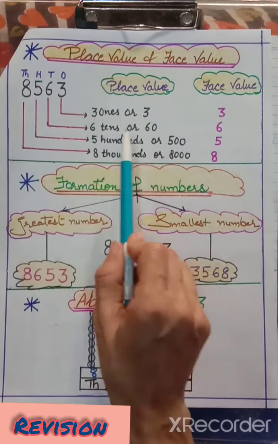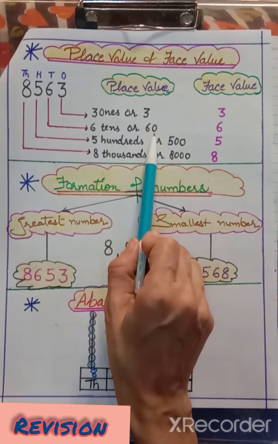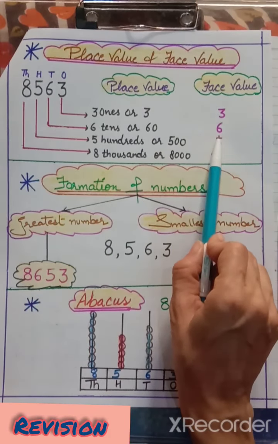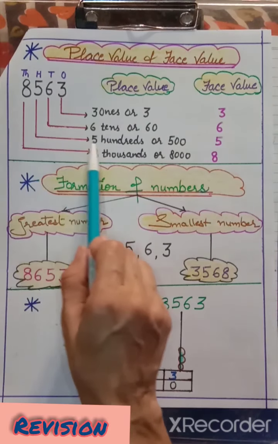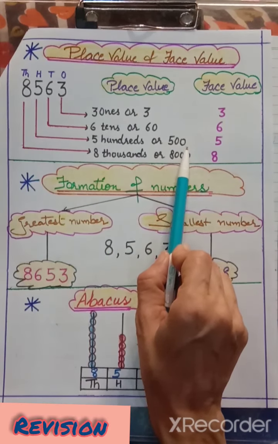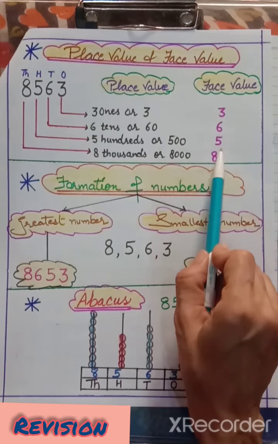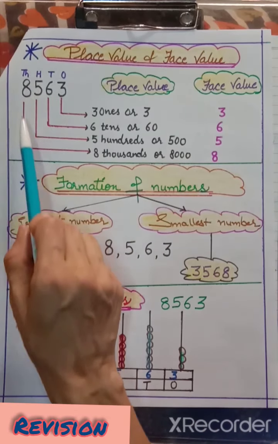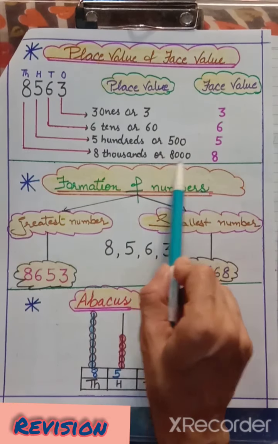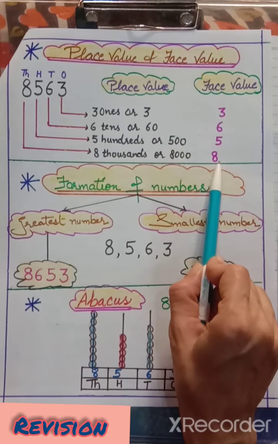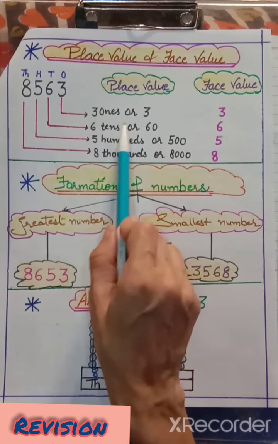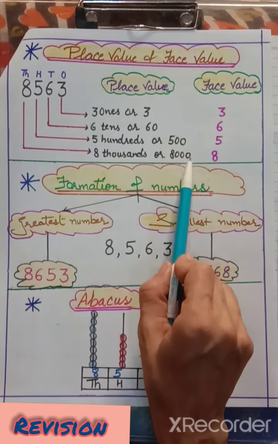6 is at tens place. So the place value is 6 tens or 60, but the face value will be 6. 5 is at hundreds place. So 500 is the place value and 5 is the face value. 8 is at thousands place. So 8000 is the place value and 8 is the face value. In place value, we can write the spellings also, or we can write the numbers.